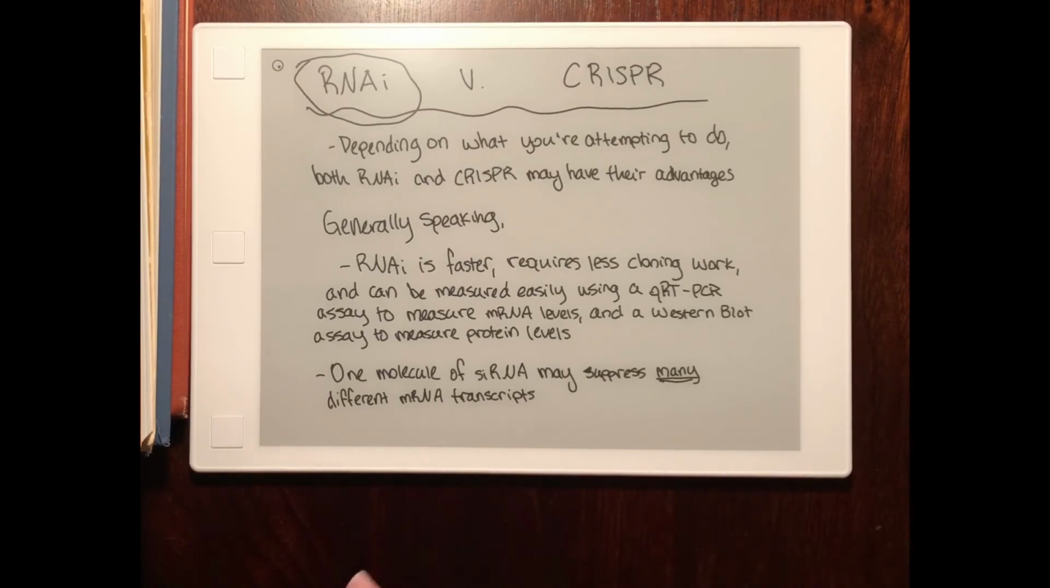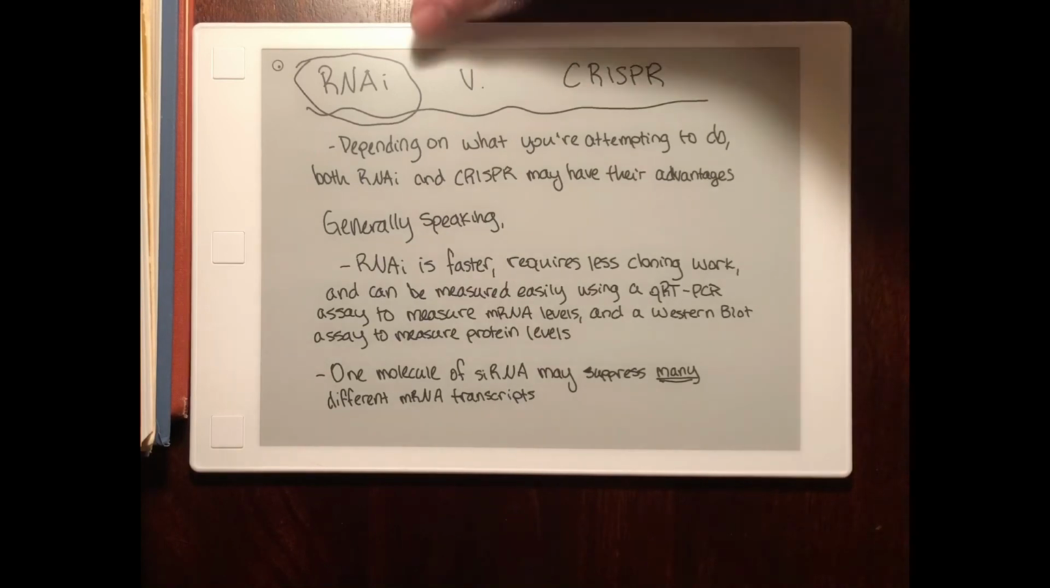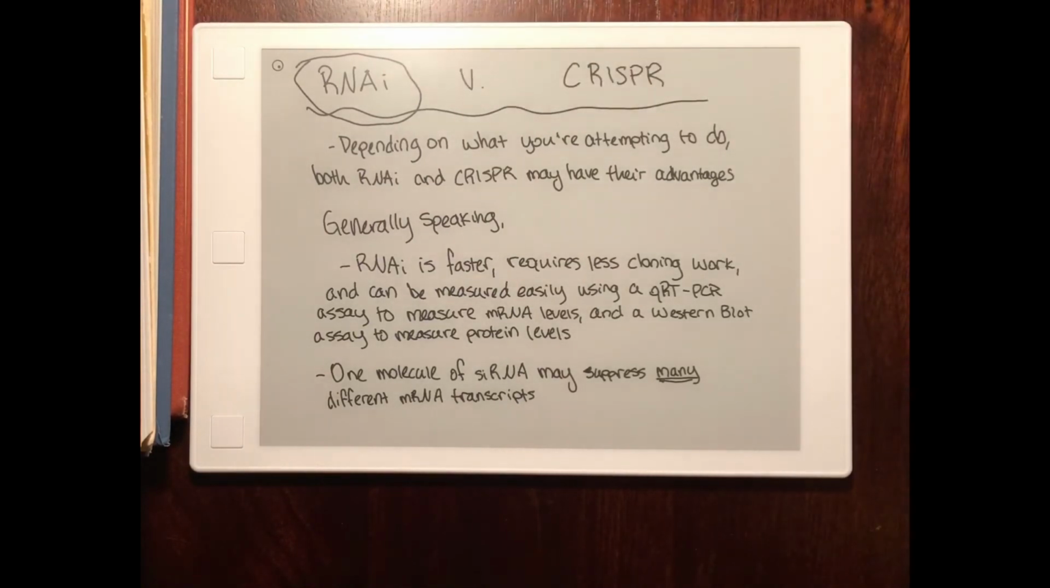One potential drawback of the RNAi method is off-targeting. One molecule of siRNA may suppress many different mRNA transcripts, which basically means that you could be suppressing other gene expression that you aren't intending to suppress. But that was not addressed as a serious issue in the prompt, so I would go with RNAi in this situation.